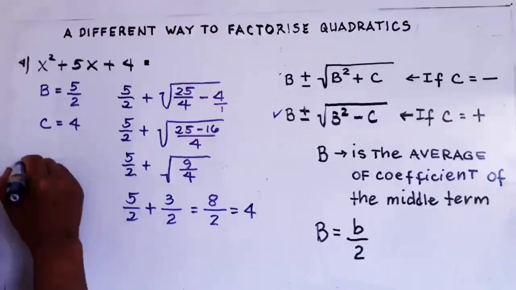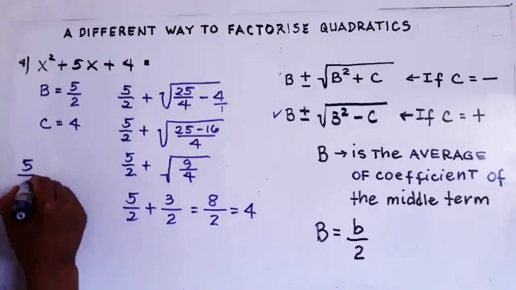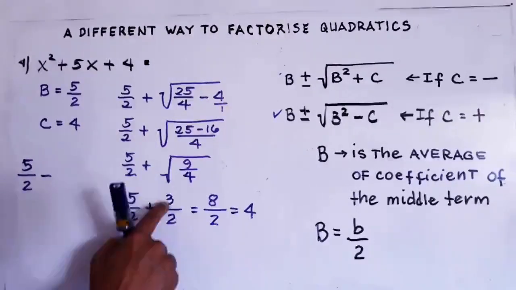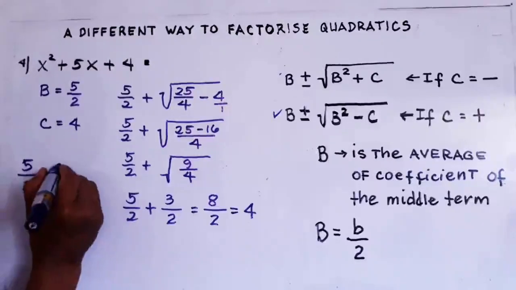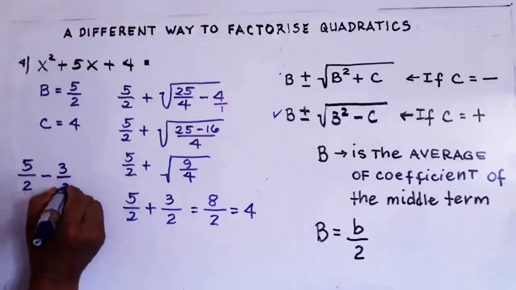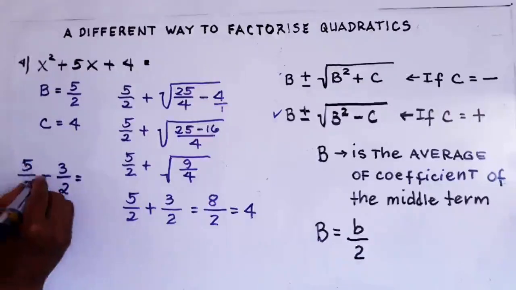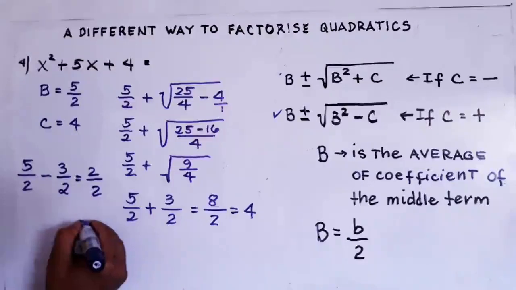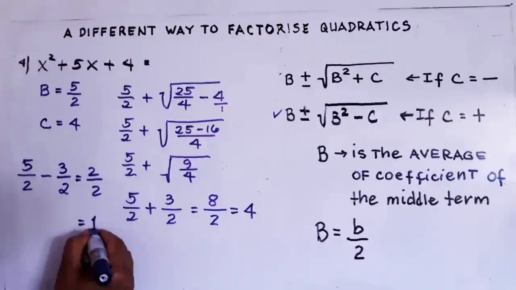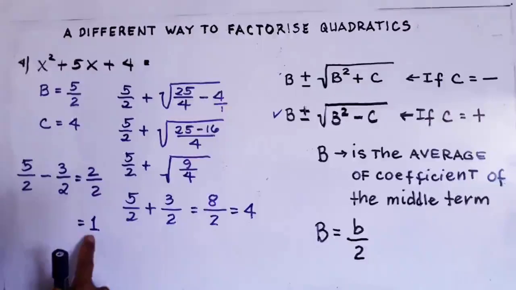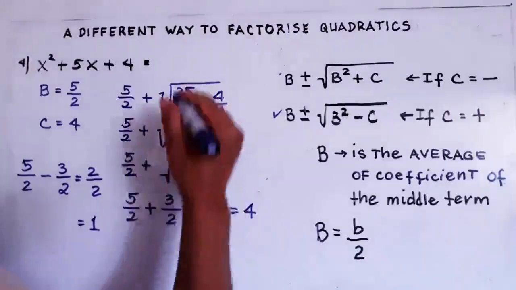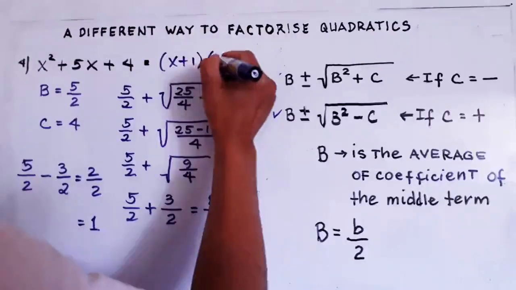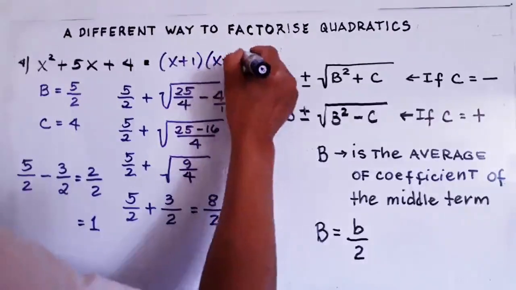Okay. 5 over 2, we don't have yet the other one, minus, this one is minus, this one is plus, and we just write the 3 over 2, because we've computed that one already. We have it here, so what is 5 minus 3, it's 2 over 2, so this 2 over 2 is 1, so we have x plus 1 times x plus 4. For this one, we have x plus 1 times x plus 4.